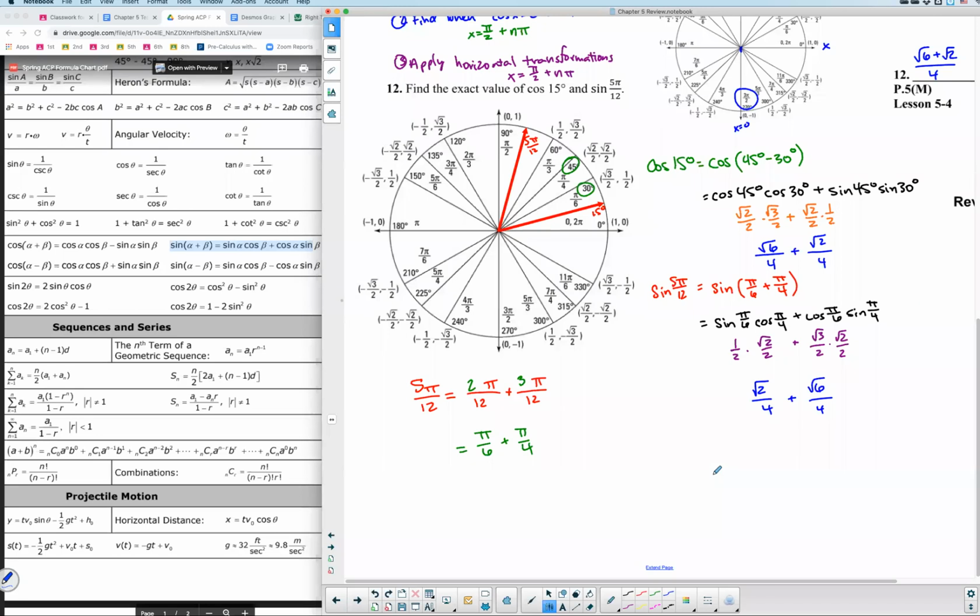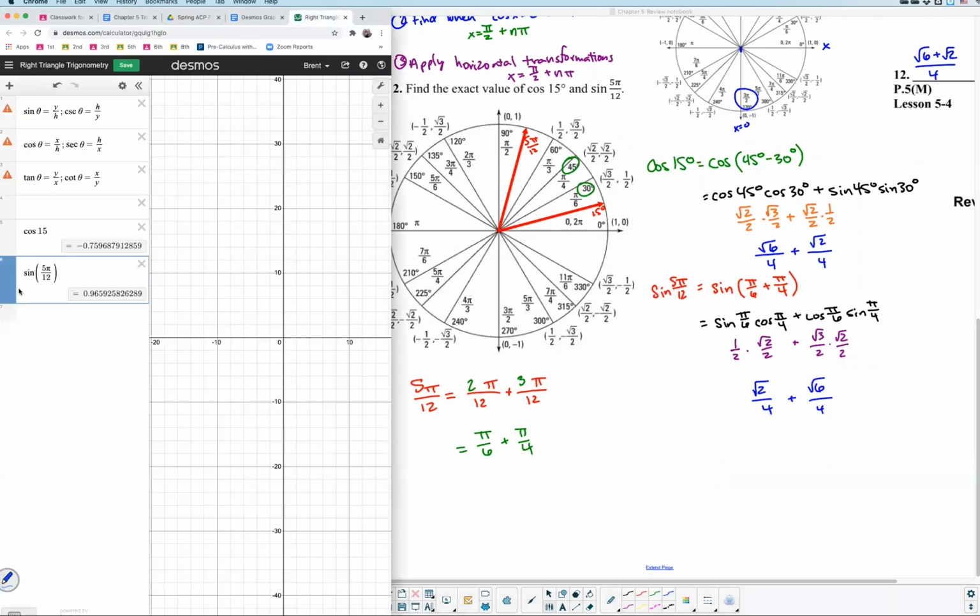So that's number 12. The one thing we never did is check that the calculator is going to give us the same answer. This is the value we're looking for there. It was in radians. This one's in radians. I'll change it back to degrees in a second. Let's type this in. We think the answer is going to be square root of 6.